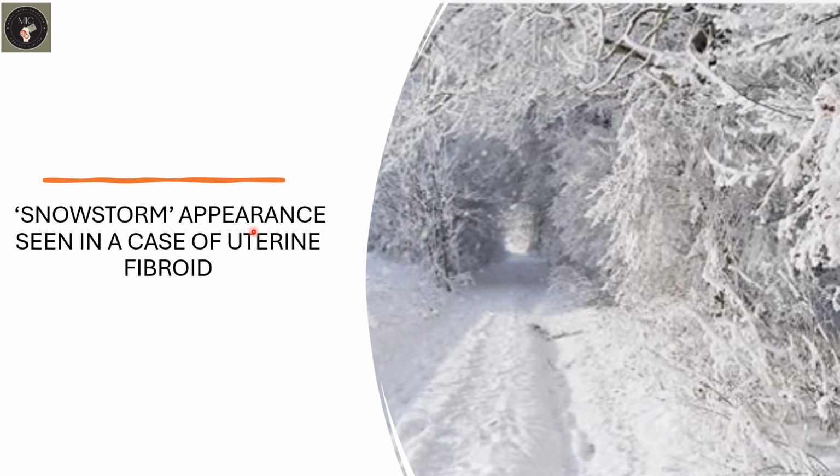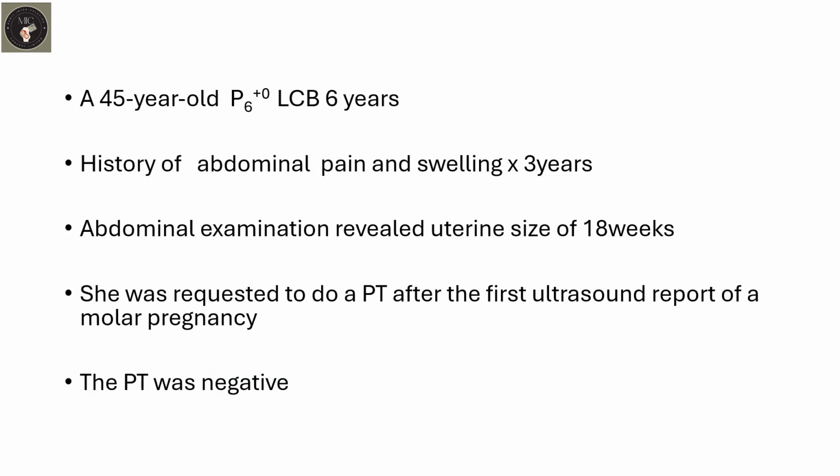Snowstorm appearance seen in a case of uterine fibroid. This case was that of a 45-year-old para 3 (parous woman) whose last childbirth was 6 years prior to presentation. She presented with a 3-year history of abdominal pain and swelling. On abdominal examination, the uterine size was equivalent to 18 weeks.